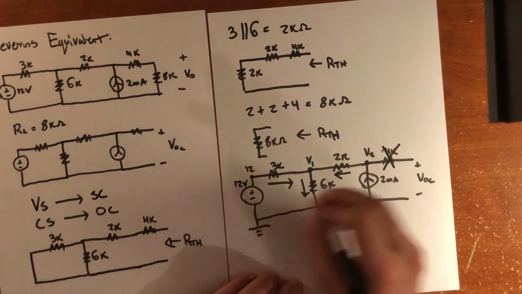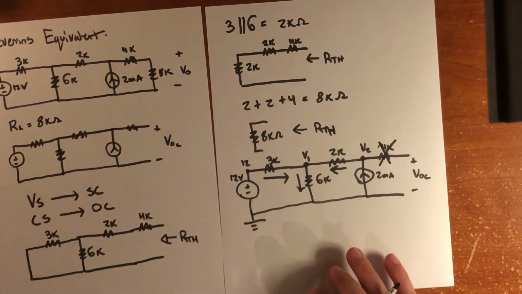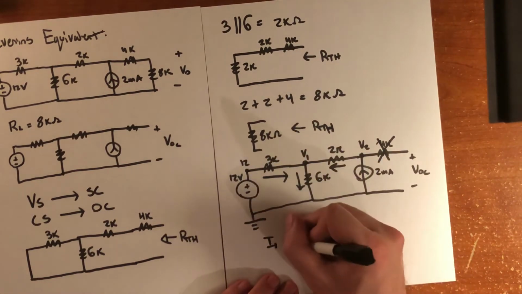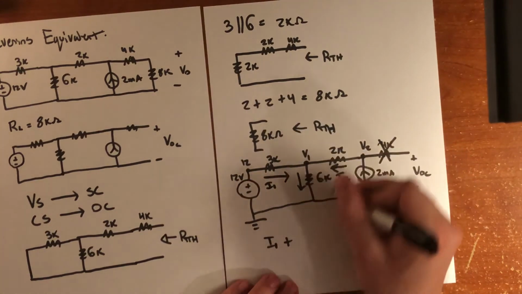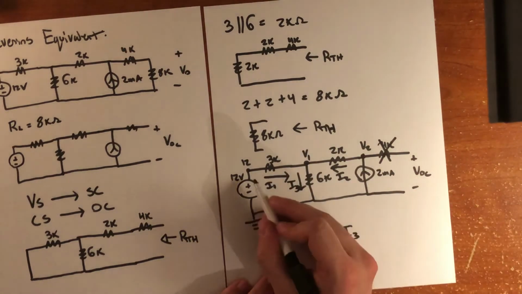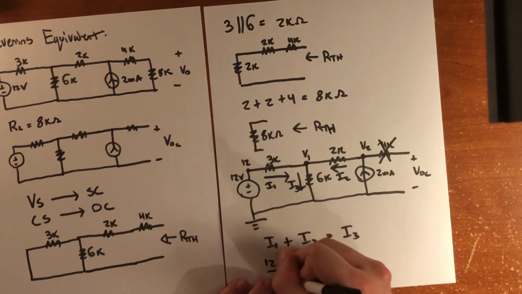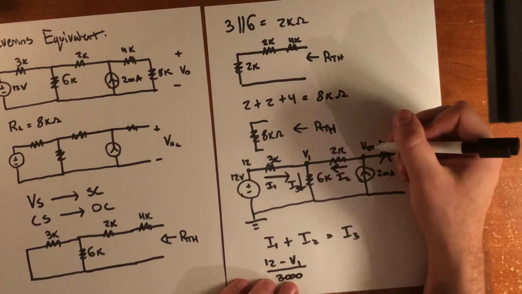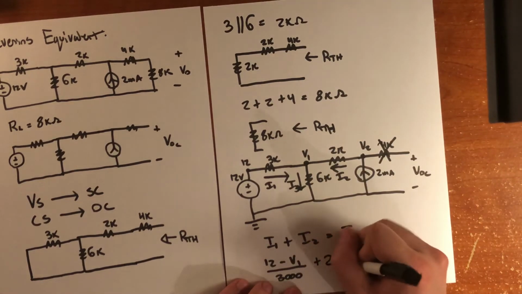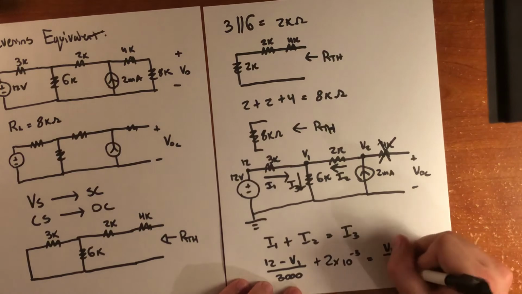So now let's do nodal analysis here. If we look at V1, when we do nodal analysis, we apply KCL. So we'll say I1, the current going in, plus I2 equals the current going out, and we'll say this is I3. Now, I1 is just 12 minus V1 divided by 3,000. I2, since there's no current going across here, is actually just equal to 2 milliamps. So we'll say plus 2 times 10 to the negative 3 equals I3, which is just V1 minus 0, because this is grounded, divided by 6,000.